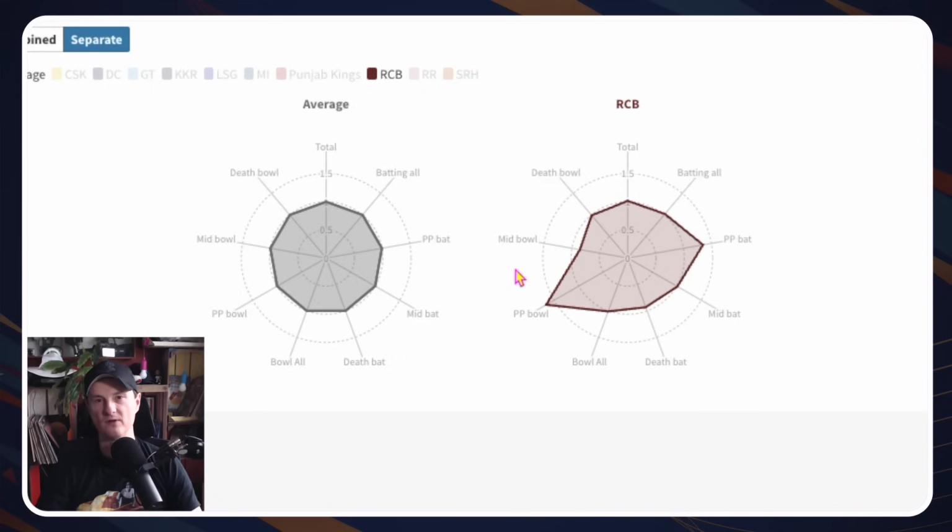Their middle overs bowling is not particularly good. They certainly need a lot more spin options. And who did they go and get? Mayank Dagar in his 3 games? Like, I don't know. I'm not feeling this at the moment.